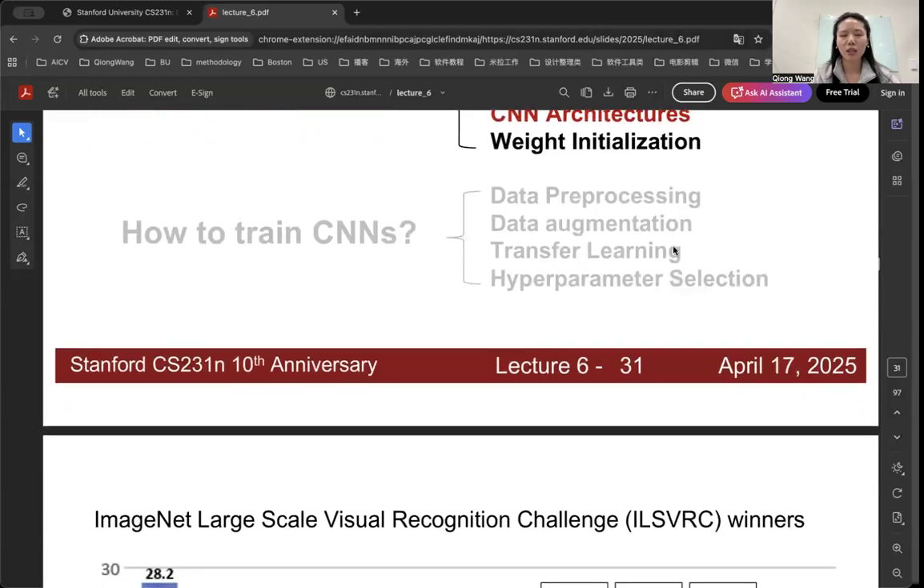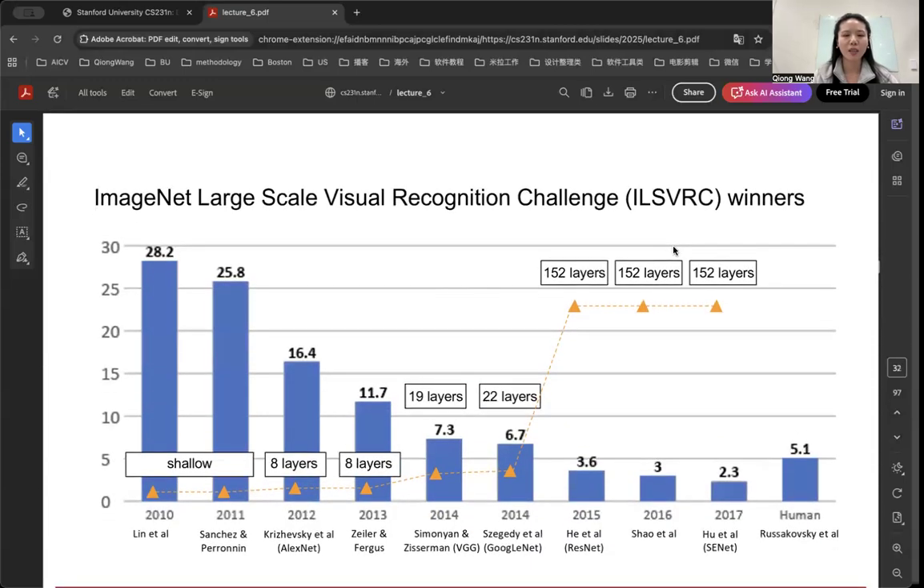Okay, let us have a look at the CNN architectures. This is the big picture of the layers and the scores. We can have a look. More layers will bring more scores. It's a general performance trend in the deep learning area.